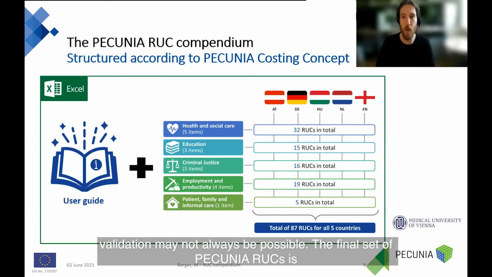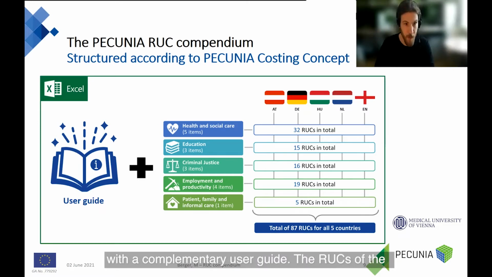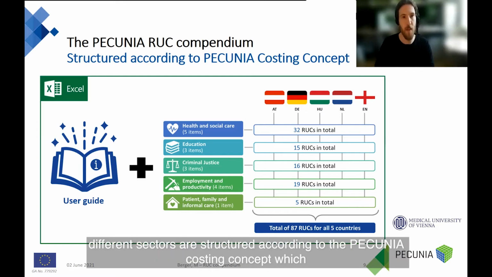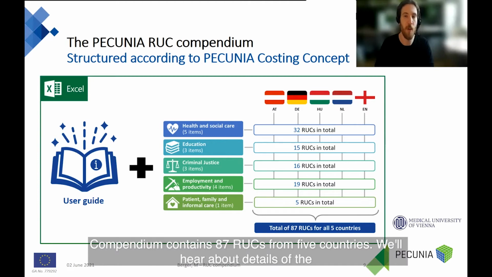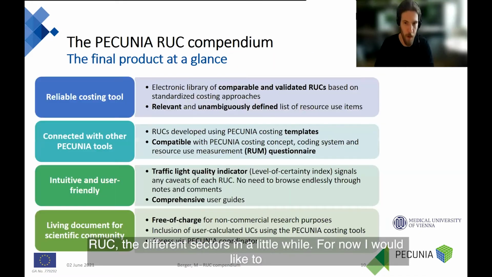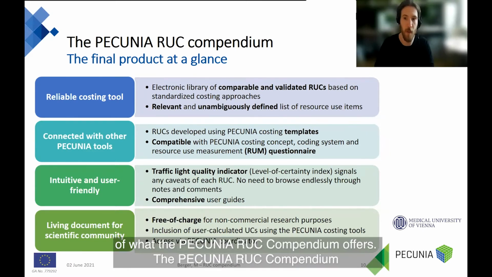The final set of PECUNIA RUCs is bundled together in the PECUNIA RUC Compendium, our Microsoft Excel-based electronic library with a complementary user guide. The RUCs of the different sectors are structured according to the PECUNIA costing concept, which is presented elsewhere in more detail. In total, the PECUNIA RUC Compendium contains 87 RUCs from 5 countries. We'll hear about the details of the RUC, the different sectors, in a little while. For now, I would like to conclude this introduction with a summary of what the PECUNIA RUC Compendium offers.